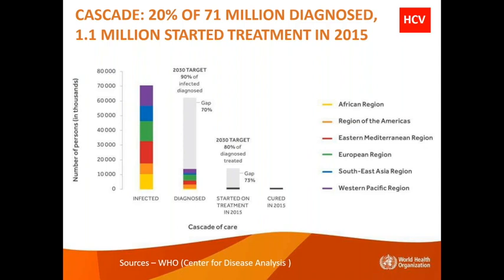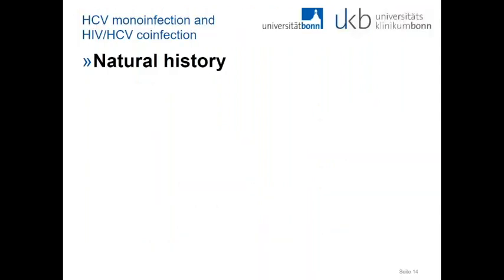So whereas treatment has transcended into a cure for almost all, I think the big issue here is really that most of the patients with hepatitis C are not diagnosed, and you can see that despite the success rates of therapy, those who started on treatment in 2015 still remains very, very low. It's far away from the 80% diagnosed treated target for 2030 WHO has delivered.